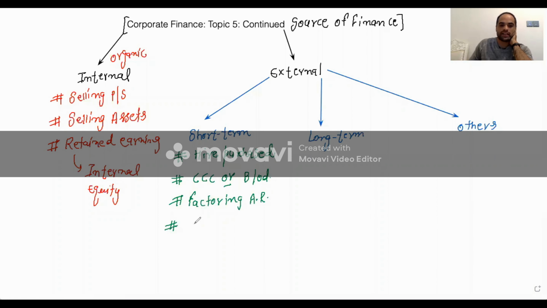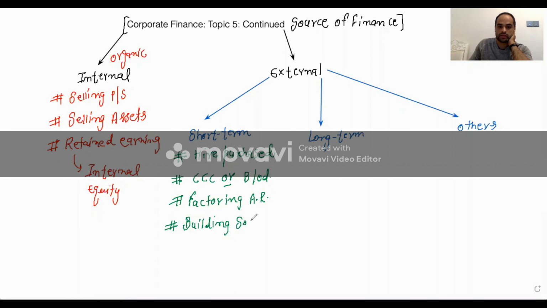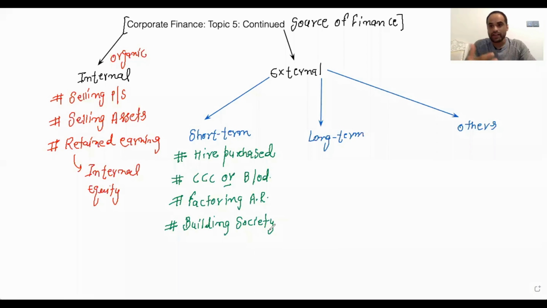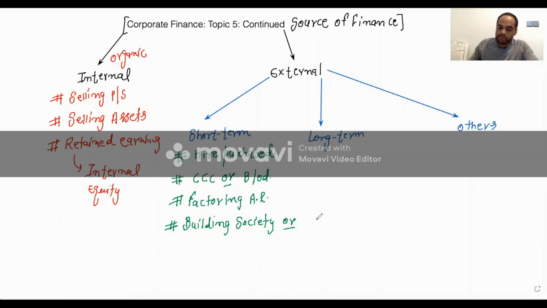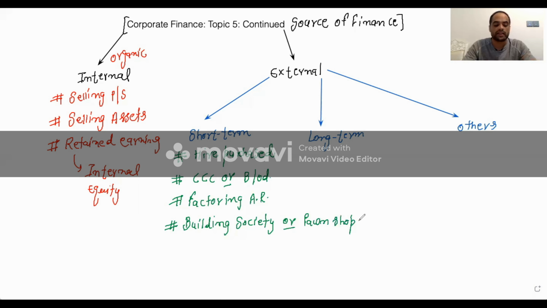The next one is a building society. So what is a building society? Another name for a building society is pawn shops. The pawn shops or building society. Now, what does it mean, building society?